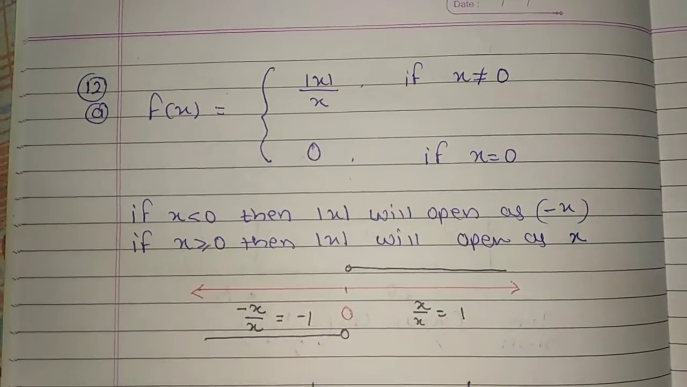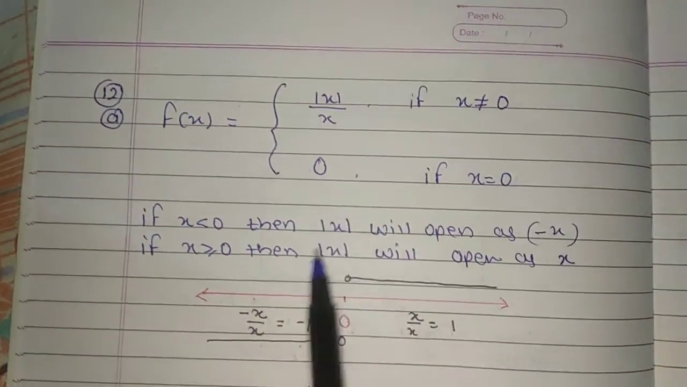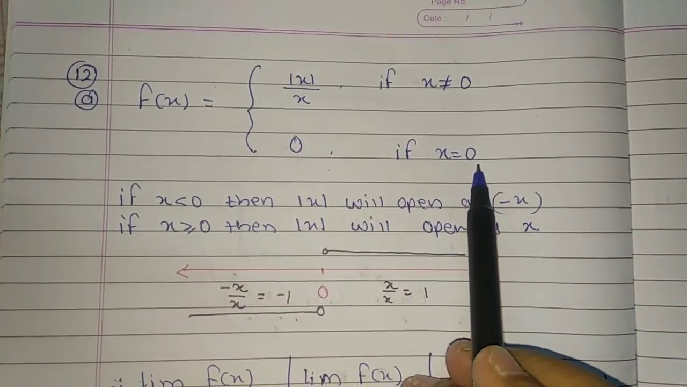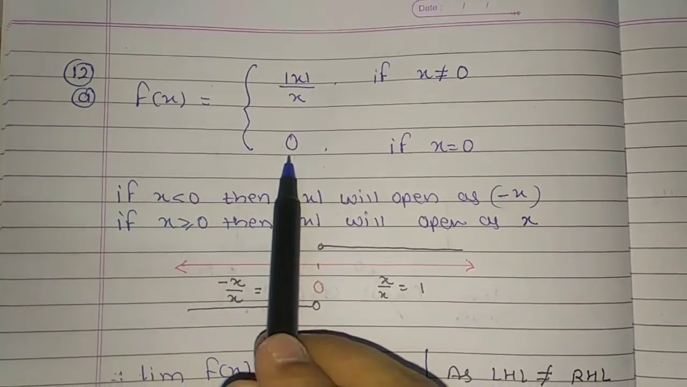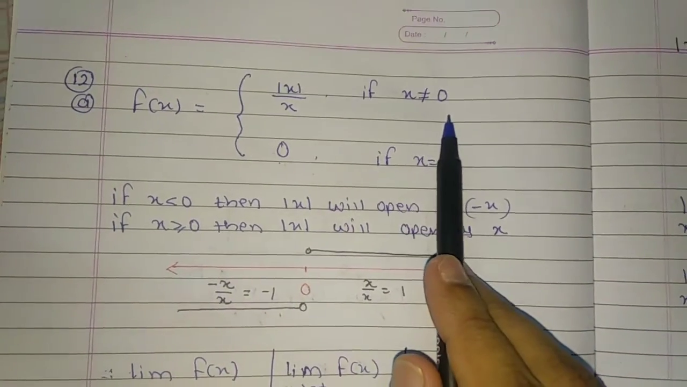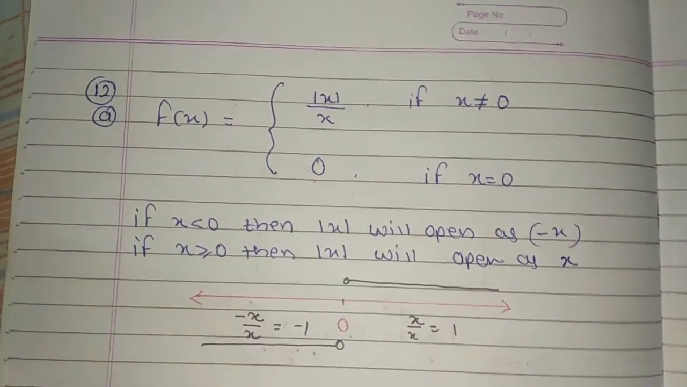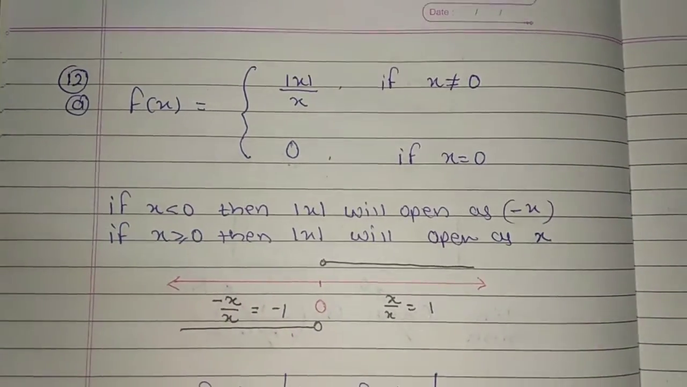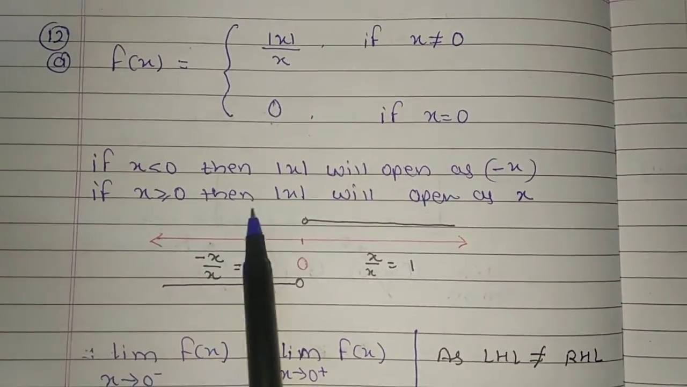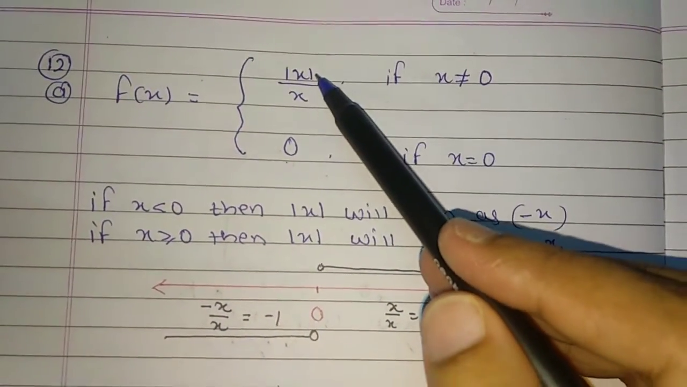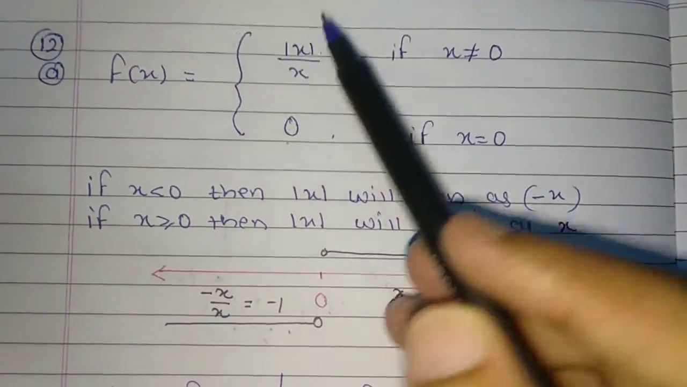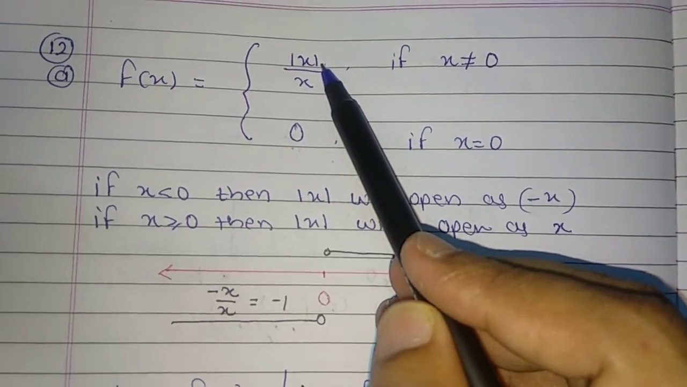Now question number 12. If you see in question number 12, they have defined the function in this way: if x is equal to 0, then the value of the function is 0, but when x is not equal to 0, then this is the function. To understand such a problem, we have to draw it on a number line. In this function we are given one special type of function, known as the mod function, and we should know the significance of mod.